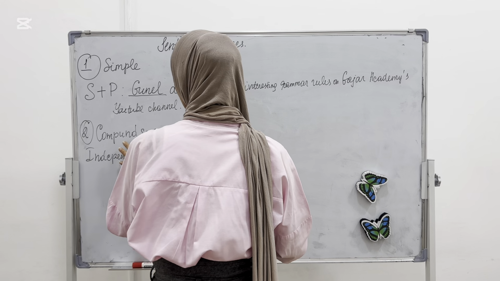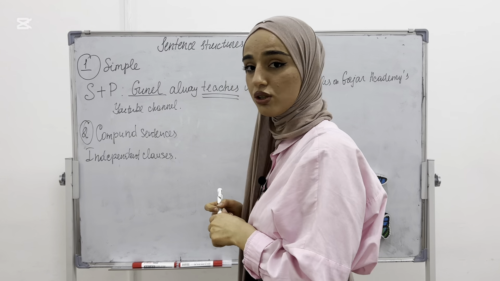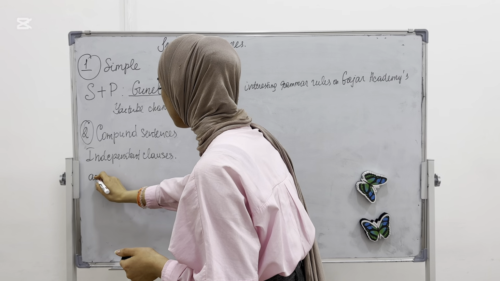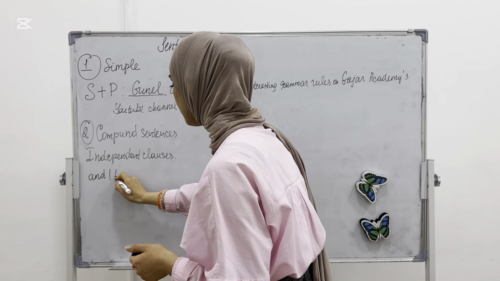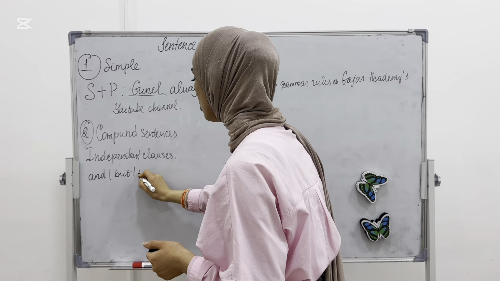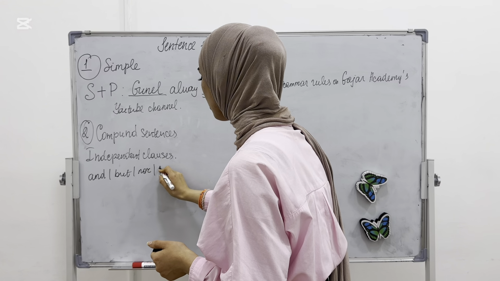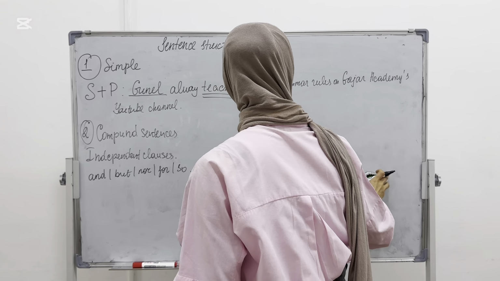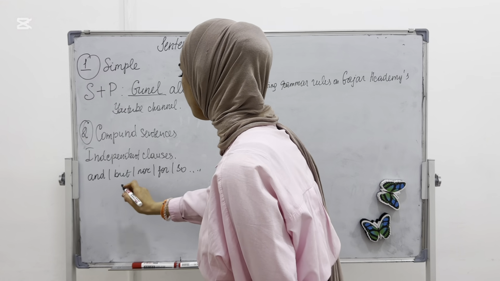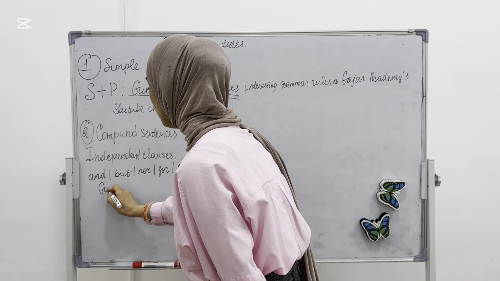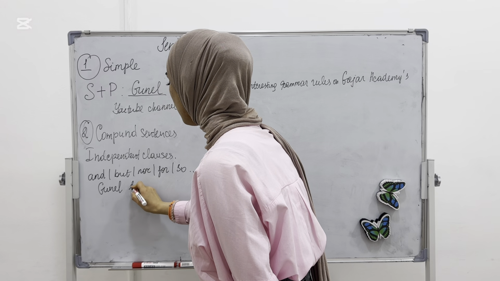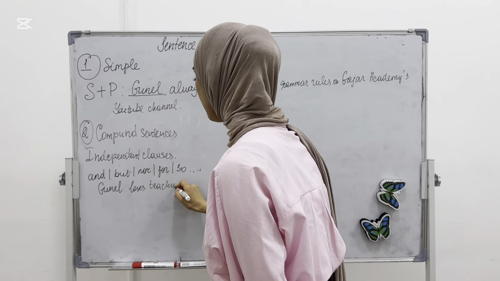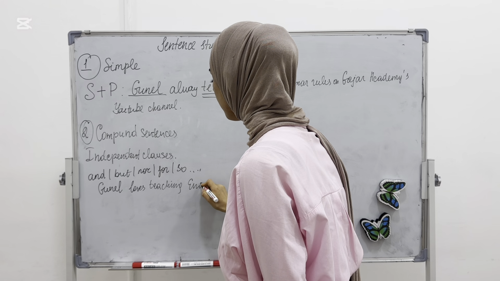So for creating compound sentence structures, you are going to use and, but, nor, for, so, and etc. So let's see. Günel loves teaching English.